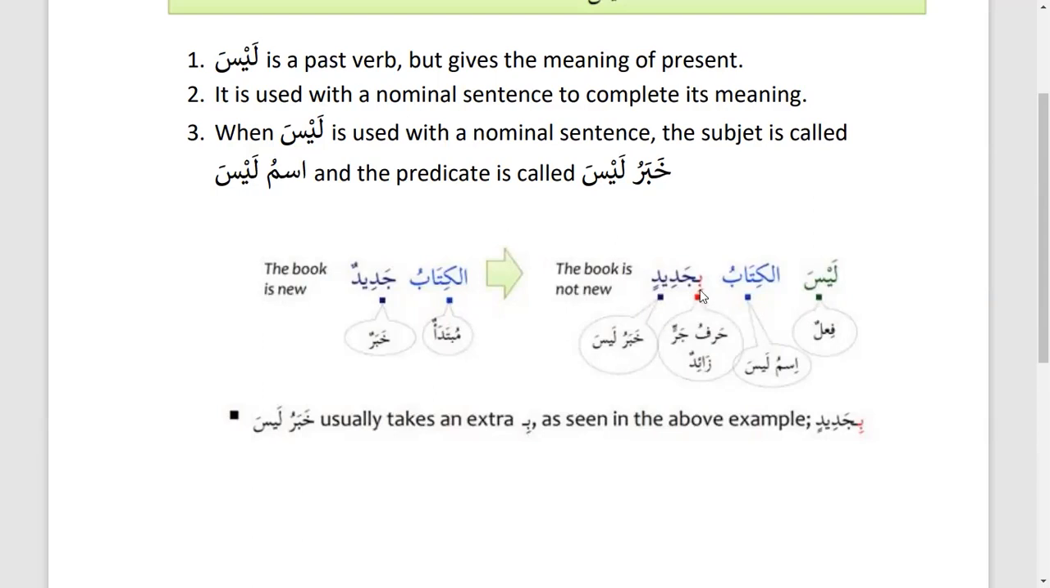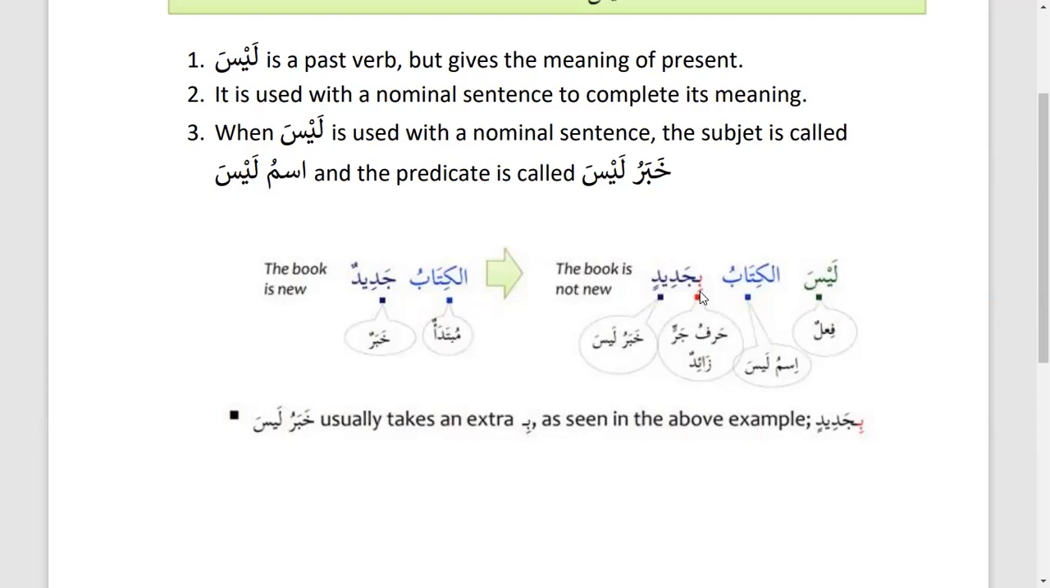Basically, ba here is used for emphasis. Yani absolutely, the book is absolutely not new. It is not new at all. So it is basically added for emphasis. Okay, so in today's lesson, we will learn that khabaru laysa comes with ba, harf jar, and it is used for emphasis.